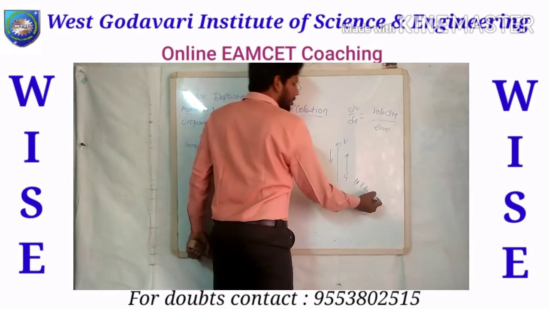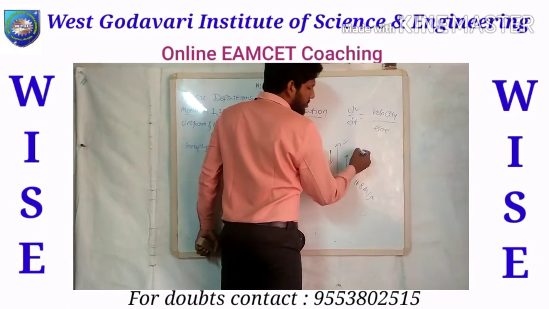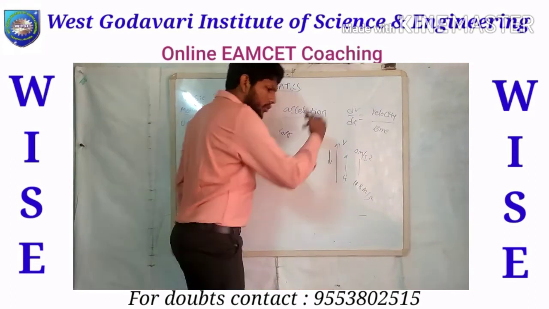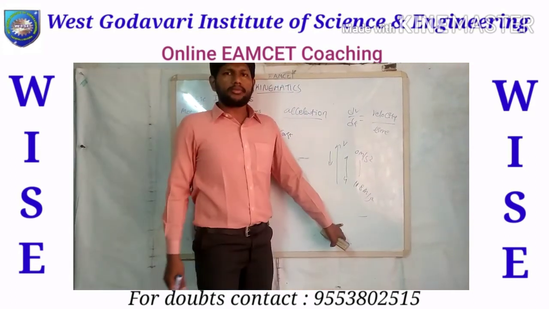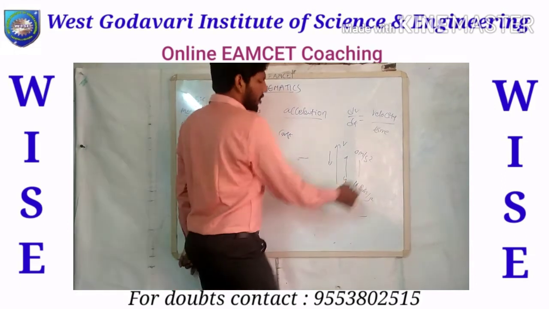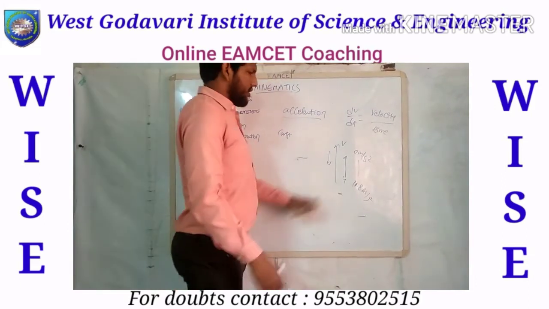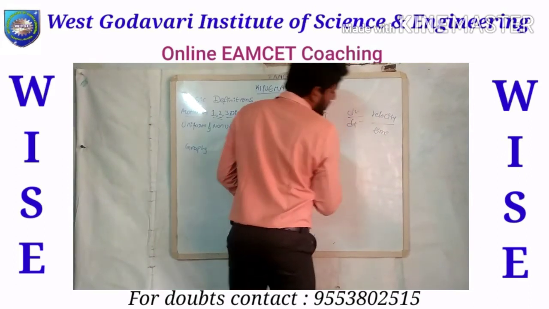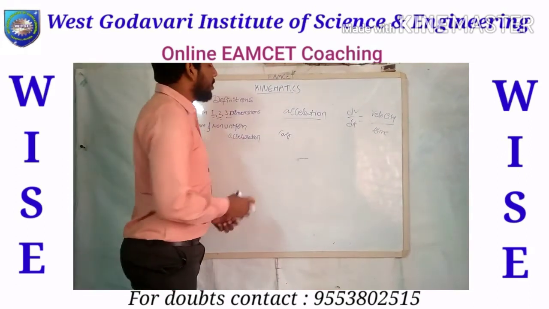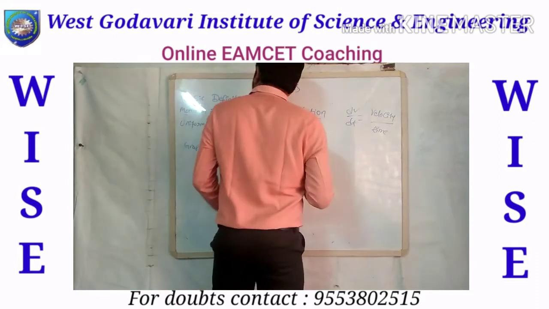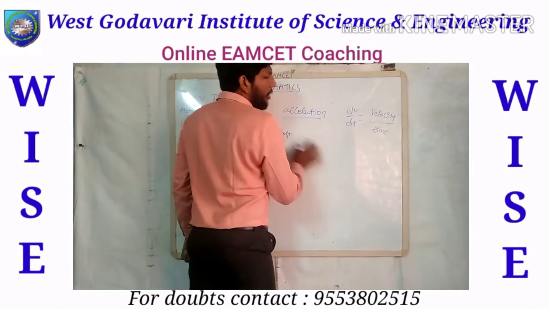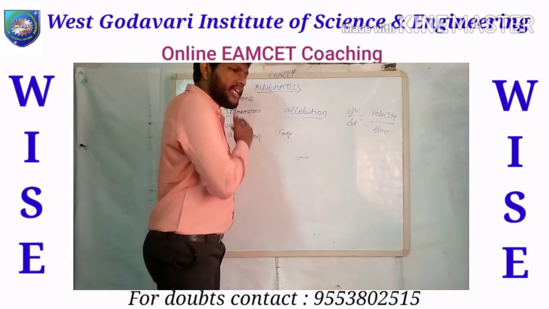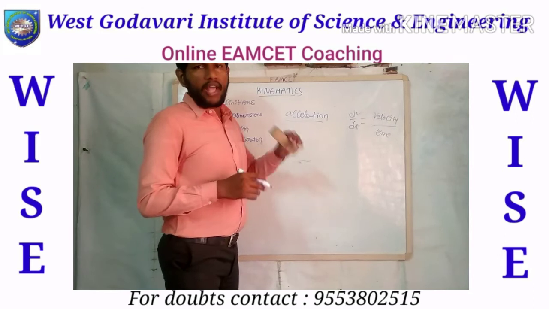The speed decreases to 0 meters per second. This is retardation, not acceleration, and that is why we write a negative sign in the equation. If the speed is increasing, that is what we call acceleration. Uniform acceleration means there is no change in the acceleration; it is equal throughout.